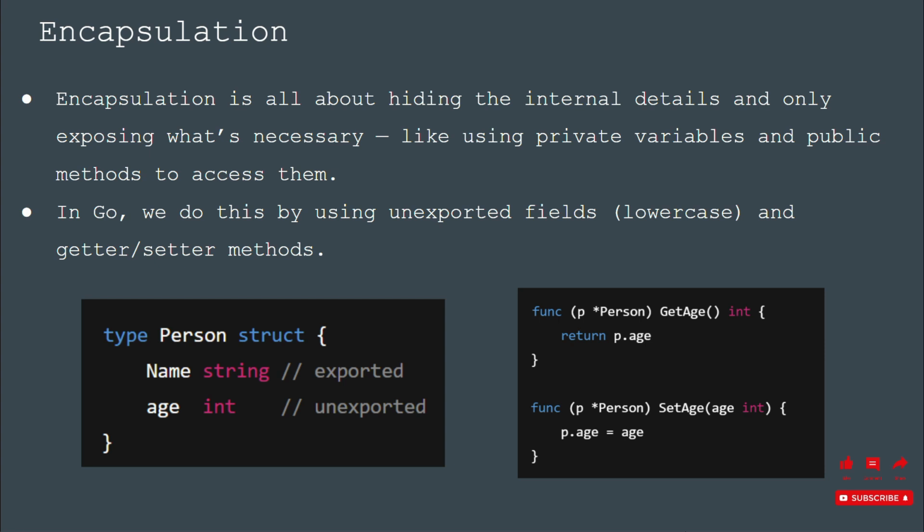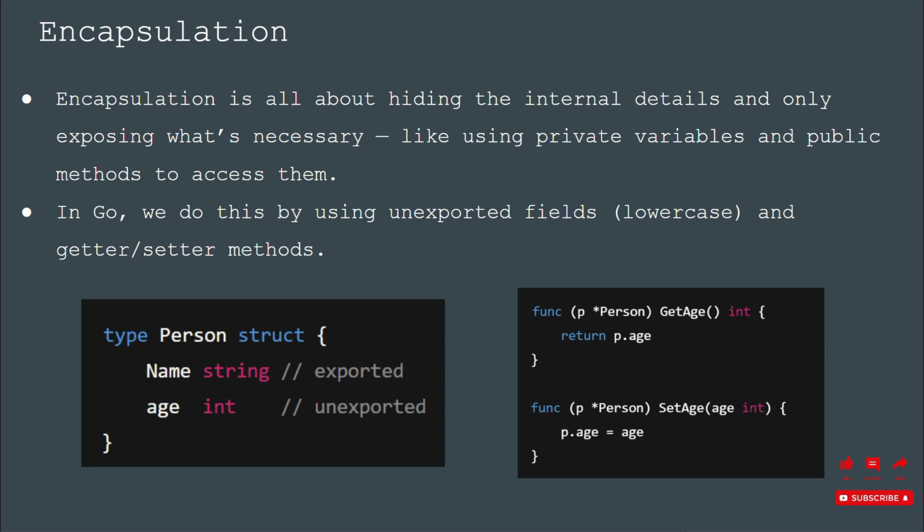Let's discuss how Golang achieves these OOP concepts one by one. First, we have encapsulation. Encapsulation is all about hiding the internal details and only exposing what is necessary, like using private variables and public methods to access them. In Golang, we do this by using unexported fields, which start with lowercase, and using getter and setter methods.